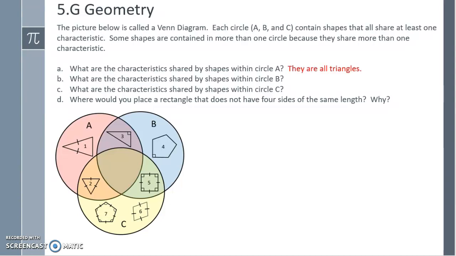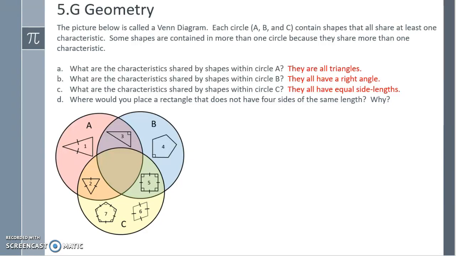When I look at those items in circle A, I see that they are all triangles. When I look at the items in circle B, I see that they at least have a right angle. When I look at letter C, I see that all of their sides have an equal length.